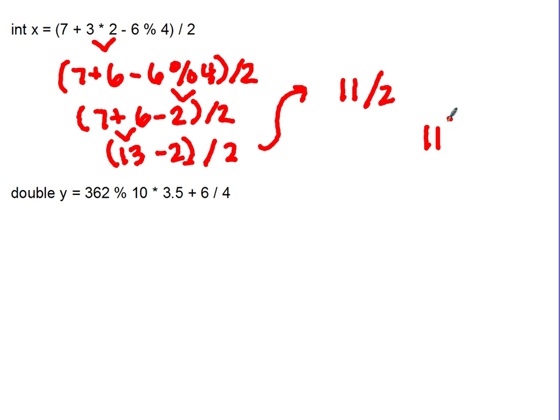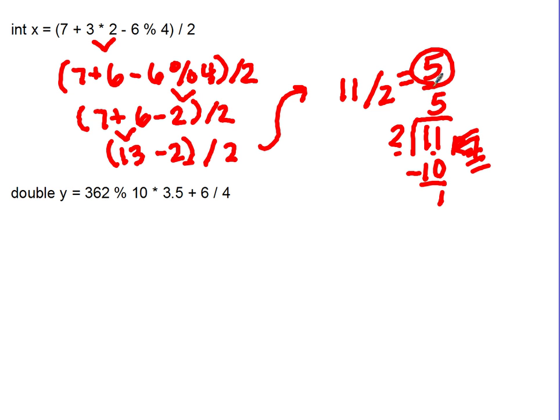11 divided by 2. Notice that they're both whole numbers. So when I do my division, 2 goes in 5 times. I have 10. I have a remainder of 1. I don't care about the remainder because both of these were whole numbers. So my answer here is going to be 5. And that will be my final answer as I'm going through this math problem.